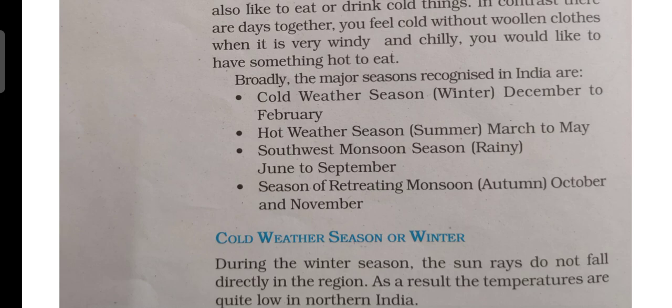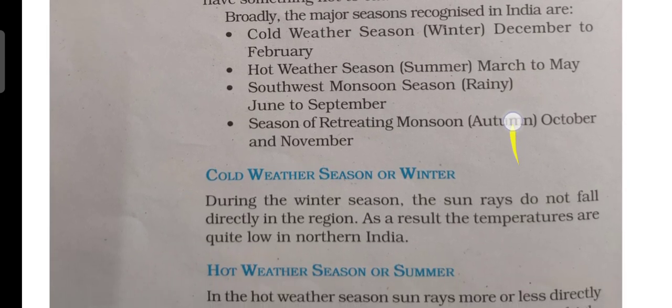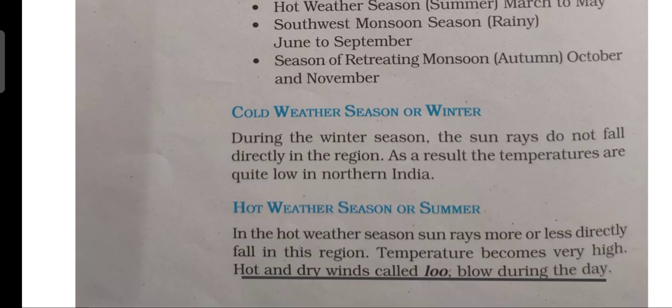Now children, the word retreating means going back or moving back. So children, retreating monsoon means going back of monsoon season or ending of monsoon season. Now we will study about all the seasons in detail.